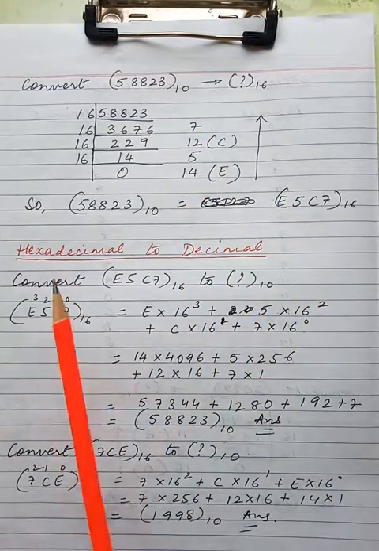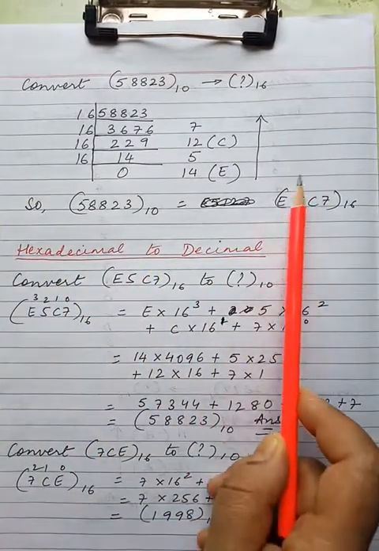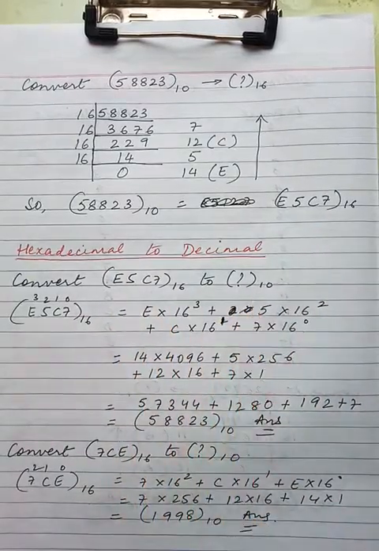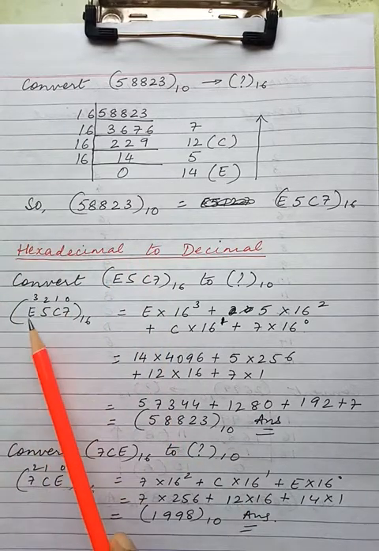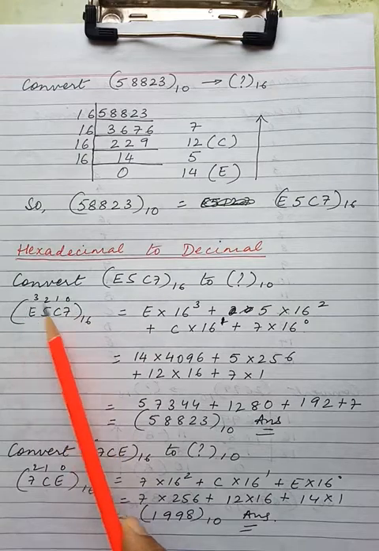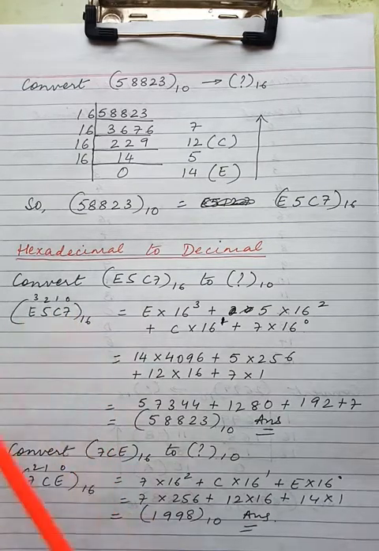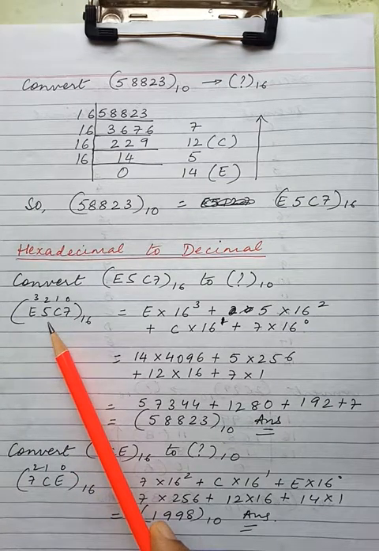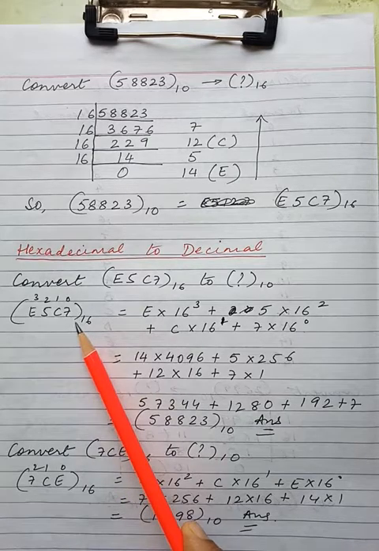Next conversion is from hexadecimal to decimal. See, this was decimal to hexadecimal. Now I am taking this as the question and converting it into decimal. So our answer should come to 58823. This is just checking. So you write E5C7 and on top of it you write the positions of the digits starting from the right with 0: 0, 1, 2, 3. So it will be E into 16 to the power 3 plus 5 into 16 to the power 2 plus C into 16 to the power 1 plus 7 into 16 to the power 0.